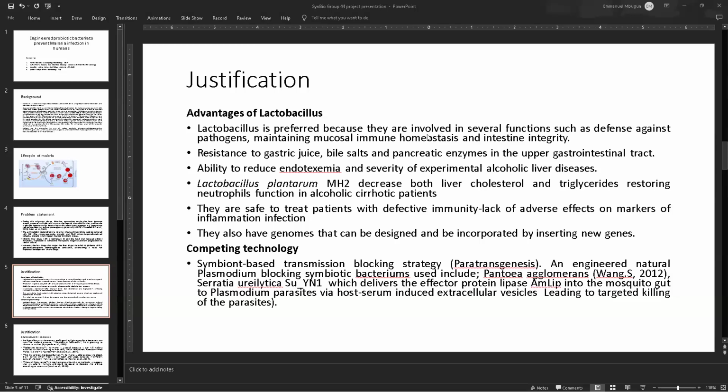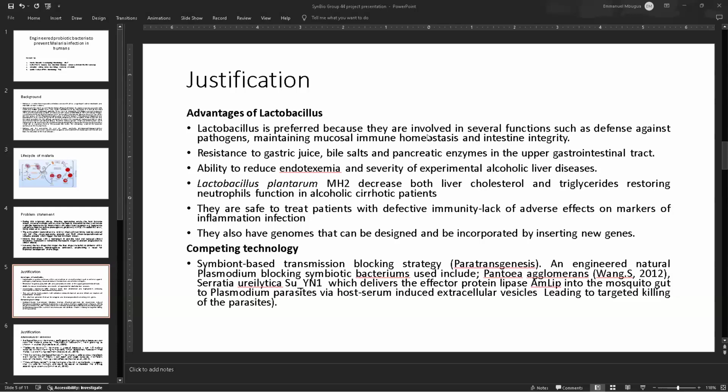Advantage of Lactobacillus. Lactobacillus is preferred because they are involved in several functions such as defense against pathogens, maintaining mucosal immune homeostasis and intestinal integrity. It is resistant to gastric juice, pyruvate, and pancreatic enzymes in the upper gastrointestinal tract.